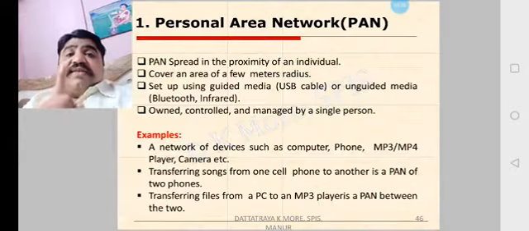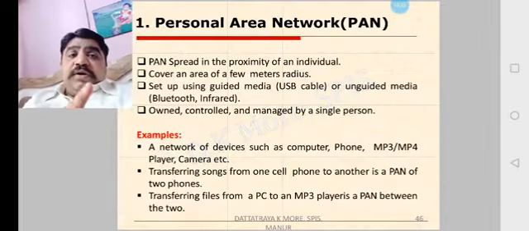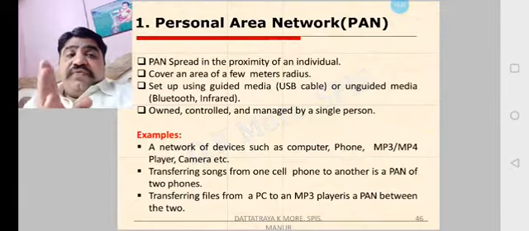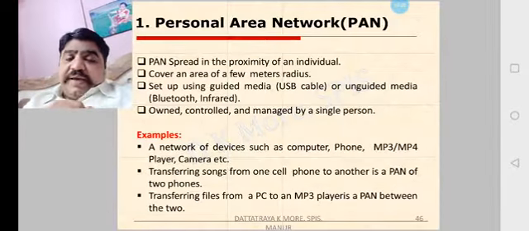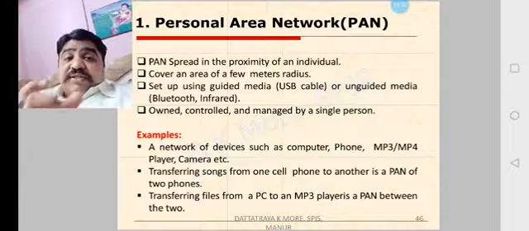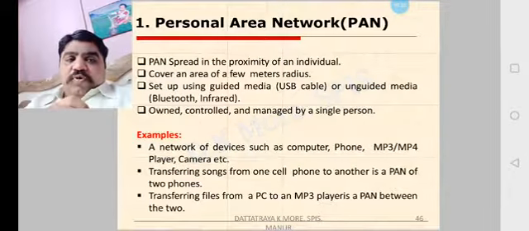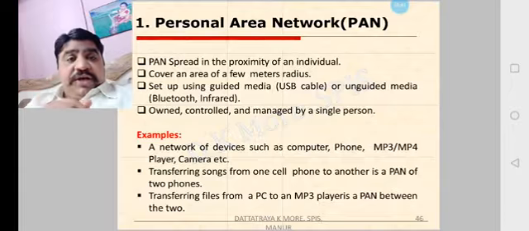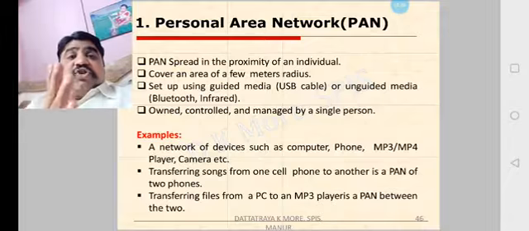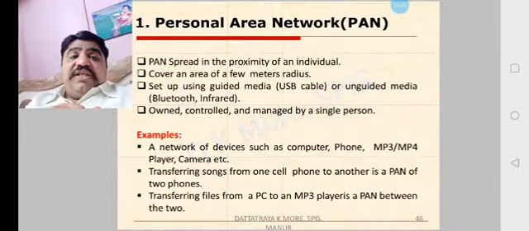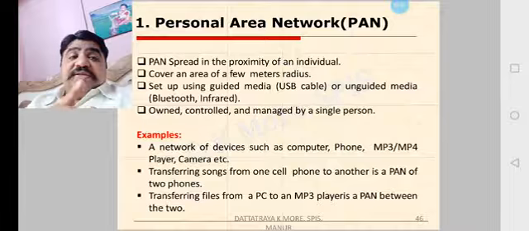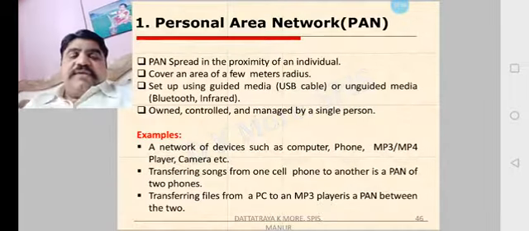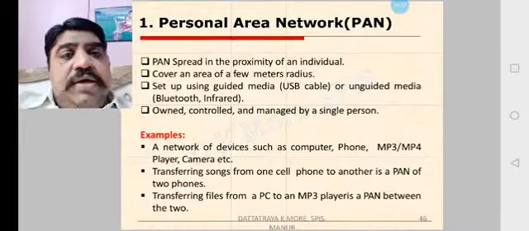It is owned, controlled and managed by a single person. For example, a network of devices such as computer, phone, MP3 and MP4 player, camera, etc. Transferring songs from one cell, meaning one mobile, to another mobile is a PAN of 2 phones. Whether we transfer by Xender, Share It or Bluetooth, that is called a PAN. Transferring files from a PC to an MP3 player is a PAN between the two. These are examples of PAN, personal area network.